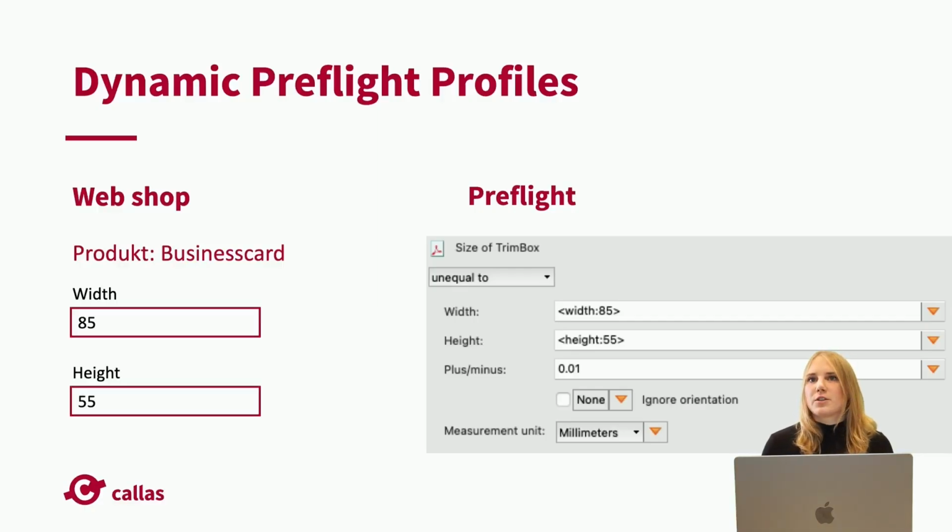So far, we only talked about static Preflight profiles. And with static, I mean profiles that have fixed values in it. But these profiles don't have to be static. So when you automate workflows, variables are kind of a must-have. Because I bet you don't want to create for every print product you offer in your print shop or for every format that you offer a different Preflight result, right?